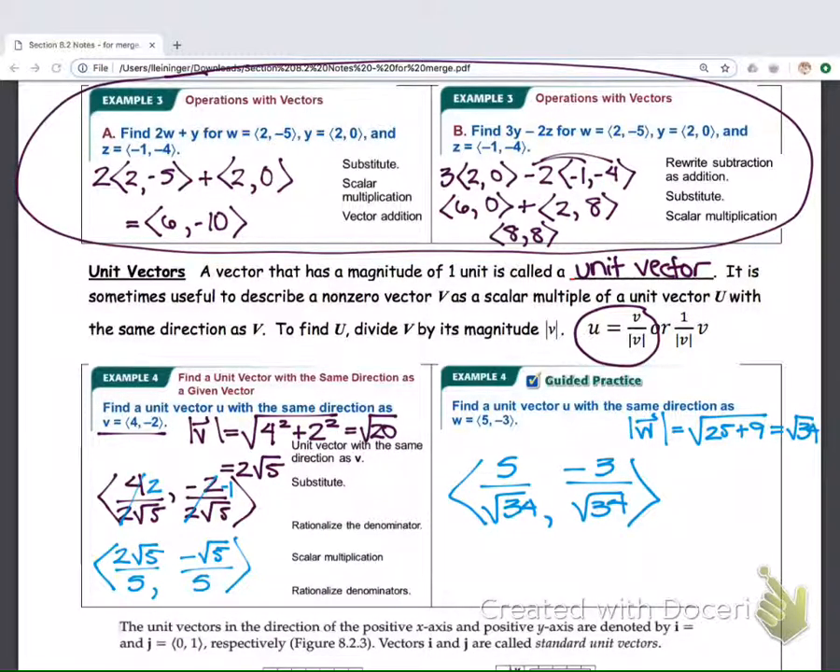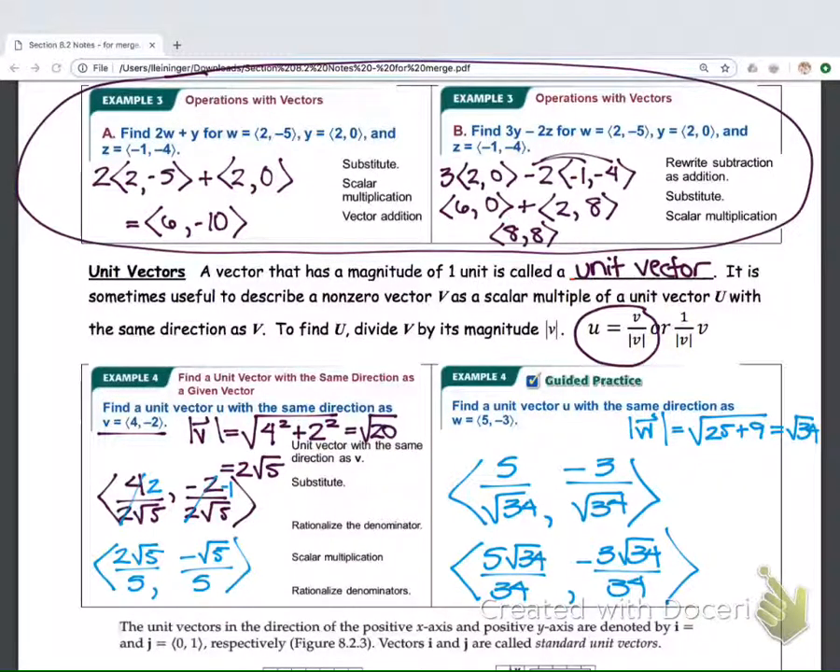Can either of those simplify? No, so you just multiply by root 34, top and bottom. So 5 root 34 over 34, and -3 root 34 over 34. These are both vectors with magnitude 1. That's essentially it for that. Any difficulty on that?